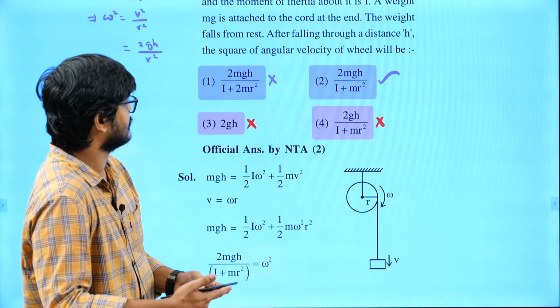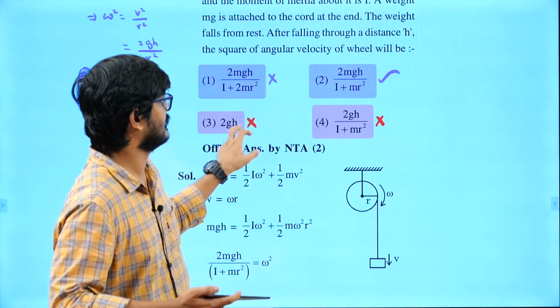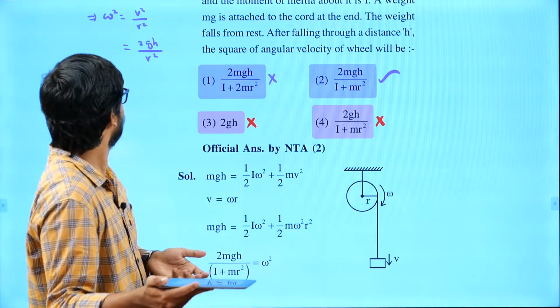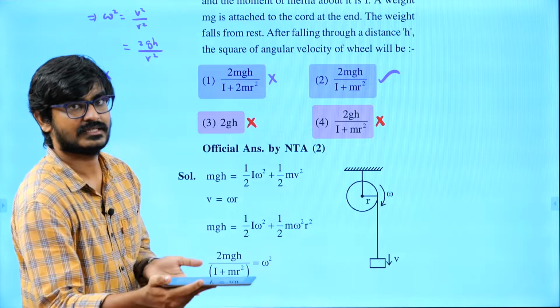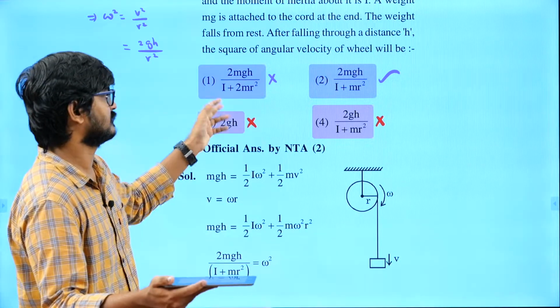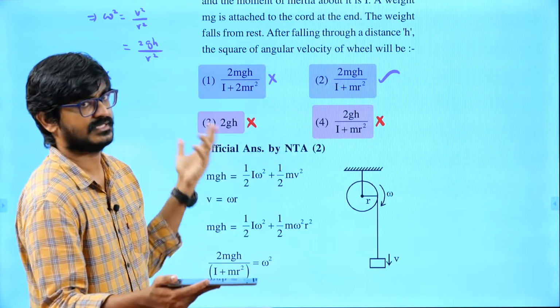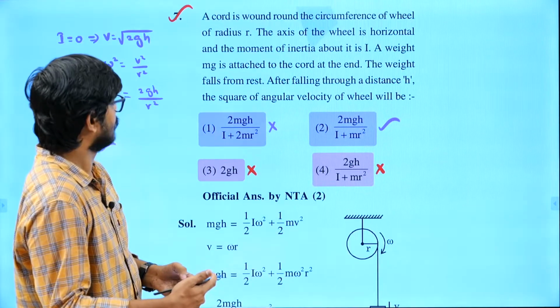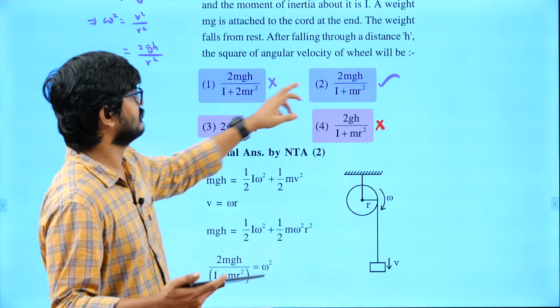By dimensional analysis, I can eliminate these 2, because these 2 won't have the dimensions of angular velocity. Angular velocity has dimensions of 1 by time, since v equals r omega. So these 2 won't have the same dimensions as angular velocity, and I can eliminate them. Now I will check which of the remaining 2 is going to be correct.